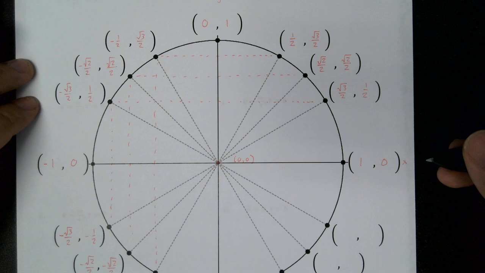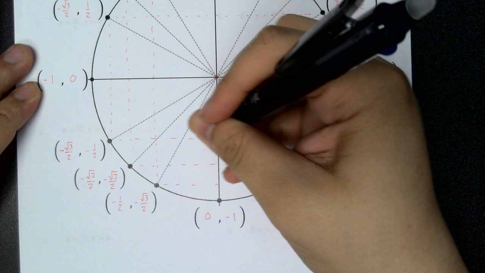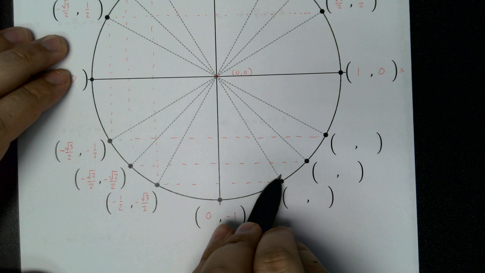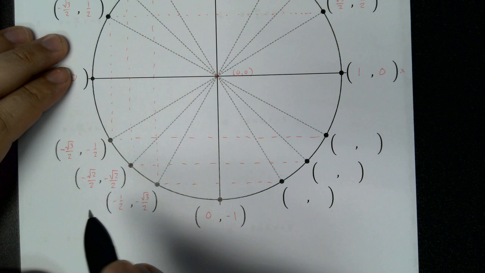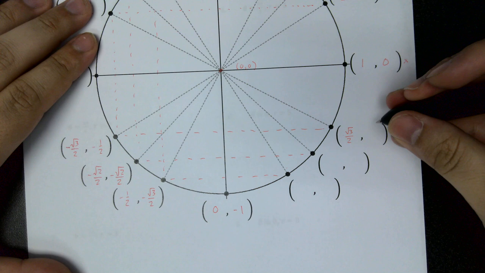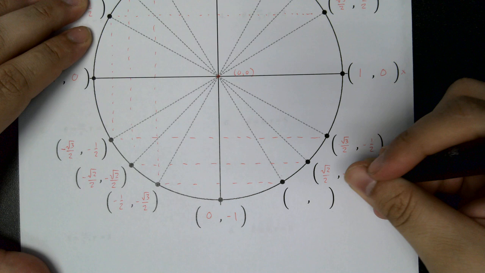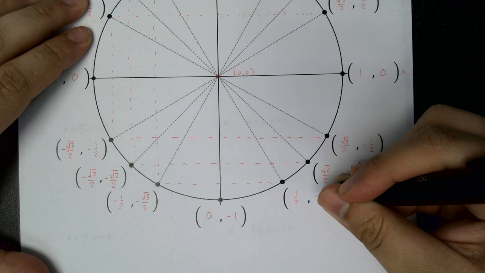And lastly, for this quadrant over here, these points correspond to one another. But now, since we're flipping back over onto the positive x-axis, we have to flip the x-coordinates again. This is now going to be positive square root of 3 over 2, negative 1/2, because we're still below the x-axis here. And then we have square root of 2 over 2, negative square root of 2 over 2. And then we have positive 1/2, negative square root of 3 over 2.